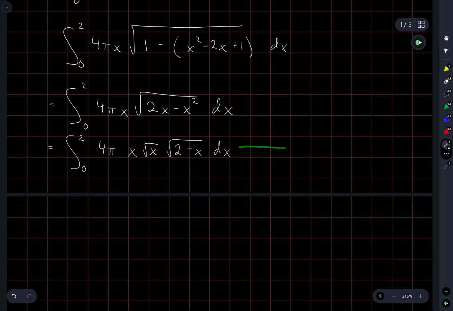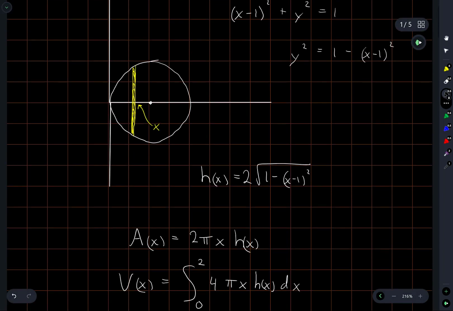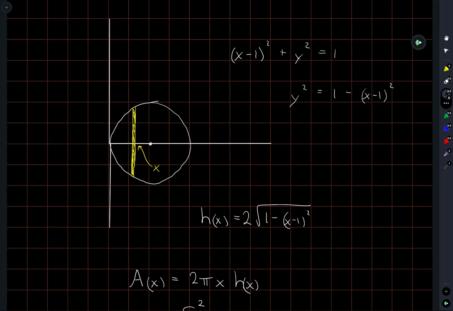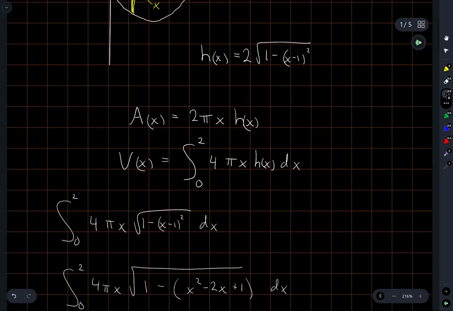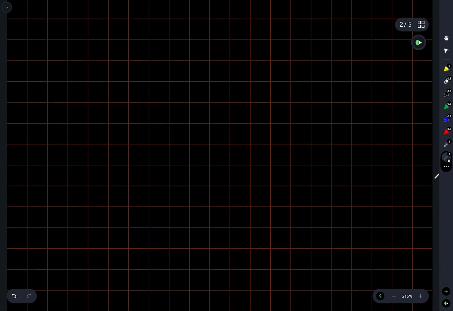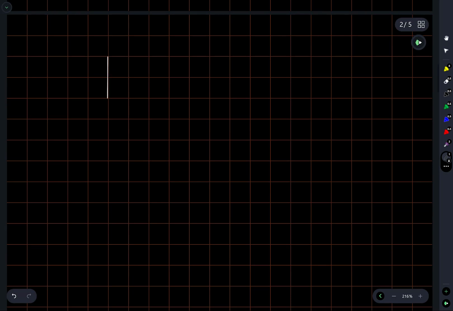I'm not sure I can come up with an easy way of doing this integral. I'm going to leave it here for now, and what I'm going to do is try and write out the volume using the other method for computing revolved volumes, or volumes of rotation, and see if we get a more straightforward expression.